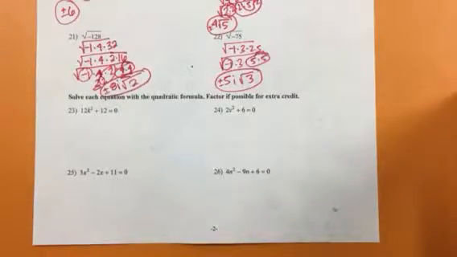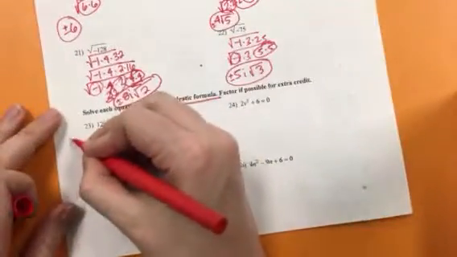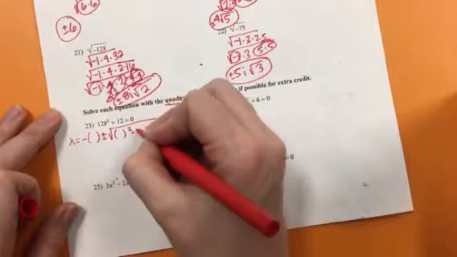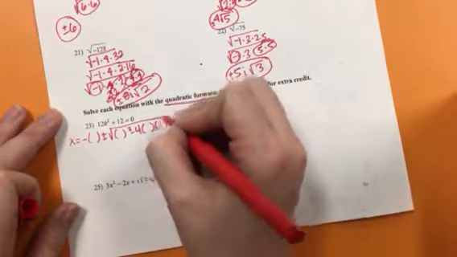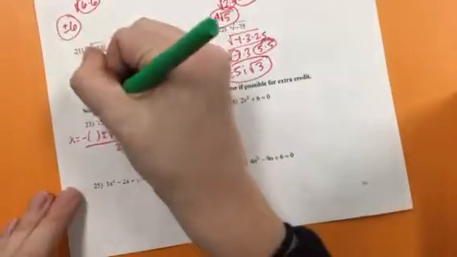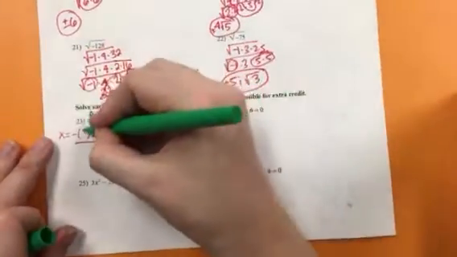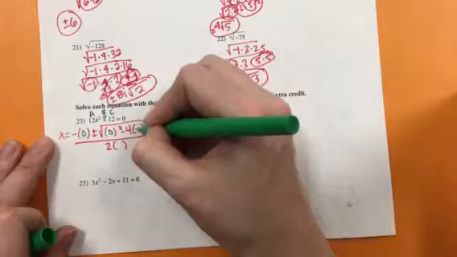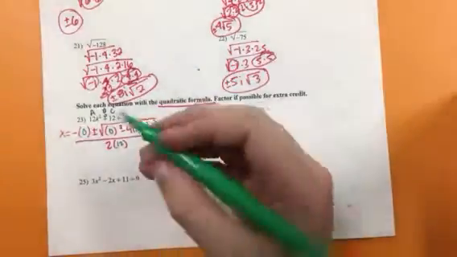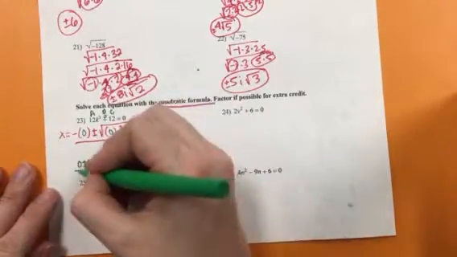On 23 through 26, we're using the quadratic formula. So we're going to have x equals negative b plus or minus the square root b squared minus 4ac all over 2a. Plug in a, oh, there's no b, c. So 0, 0, a is 12, c is 12. So we get 0 plus or minus the square root over 24.